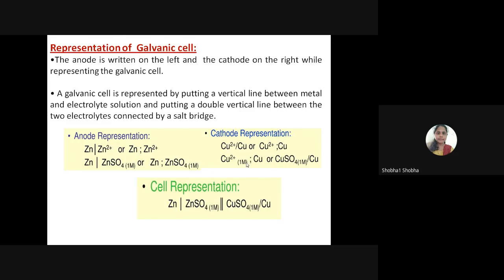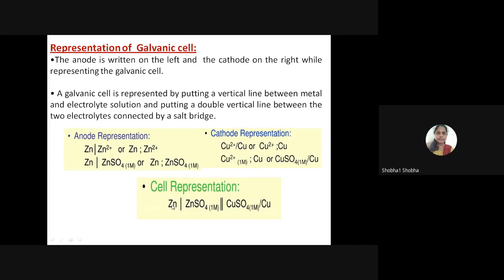Here, copper plus 2. Copper plus 2 is nothing but copper sulfate, my electrolyte, 1 molar, and it is converting into copper rod, copper solid, therefore copper metal. This is exactly the reverse of the anode, or else it is what is happening in the reaction. Zinc is converting into zinc plus 2, and copper plus 2 is converting into copper, right? Here, either I can keep a semicolon or one line to represent the anode half reaction and cathode half reaction. But now I want to write the full cell representation.